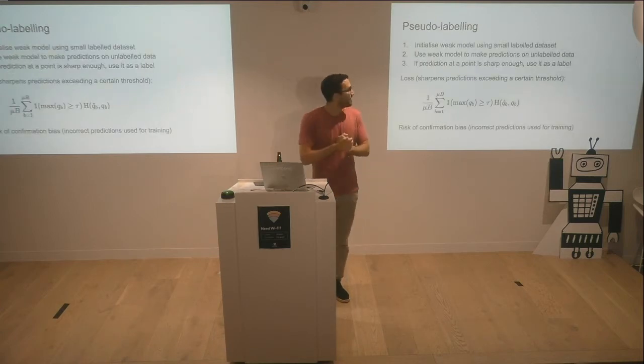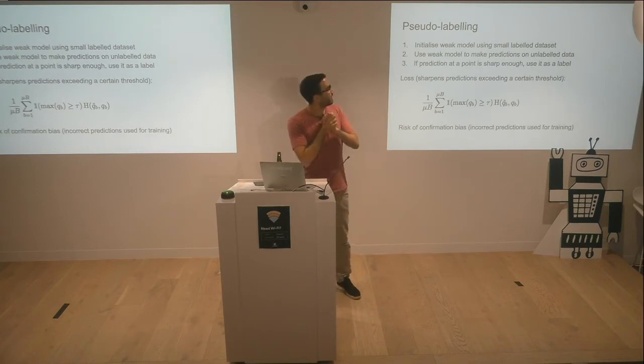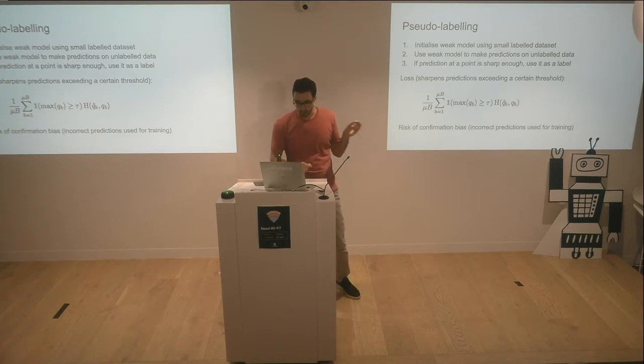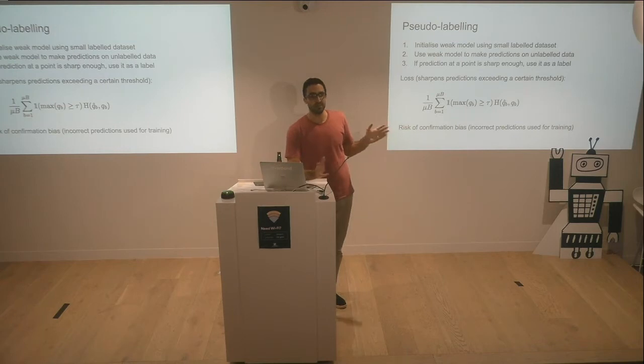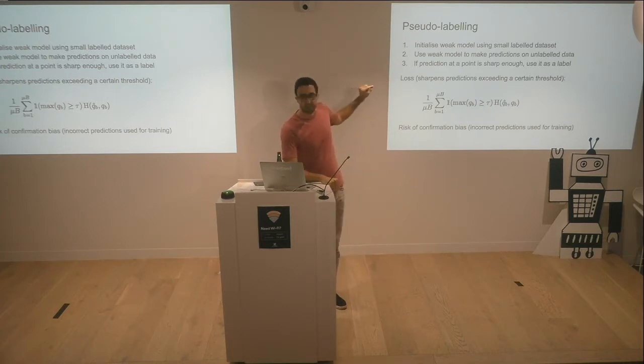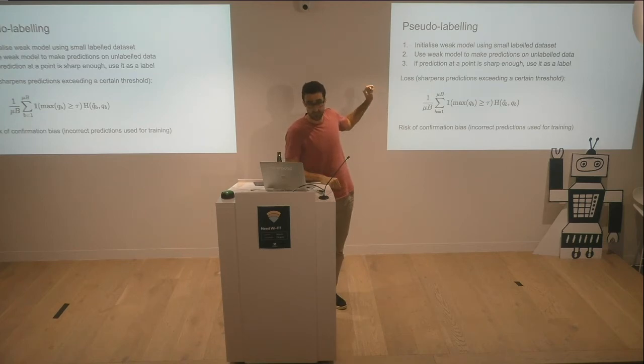All right, so the first method that went into this paper is so-called pseudo-labeling. The point of pseudo-labeling is that we've got a few labeled examples. We train some sort of weak model using those, and then we use the weak model to make predictions on unlabeled data that we then treat as if they were the truth, if the model is confident beyond a certain point.